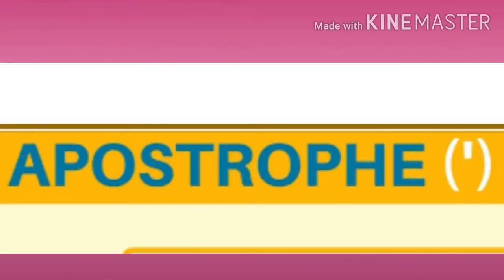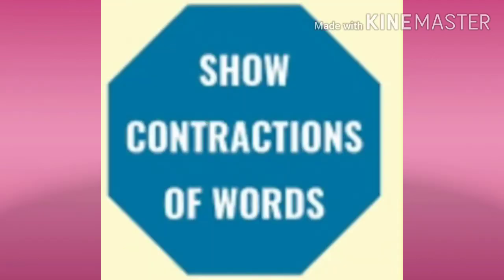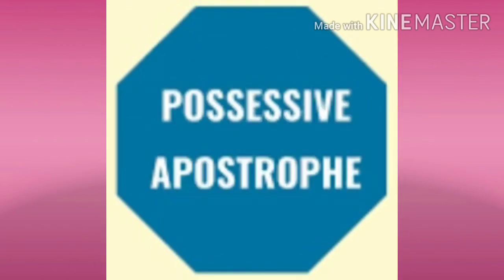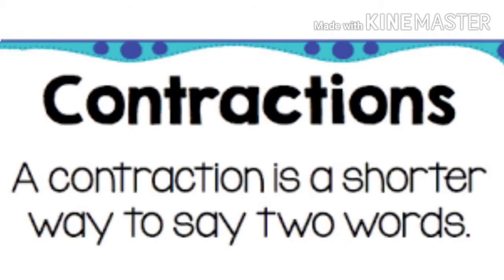Hi everyone. Today's topic is uses of apostrophe. You can see the symbol of apostrophe in the picture. Apostrophes are used to show contractions as well as to show possessiveness. Let us see them. Firstly, contractions.